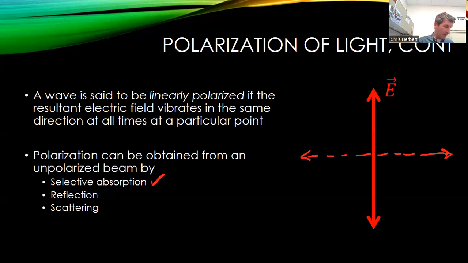I can do it by reflection. Interestingly, when light makes its way onto an interface, a surface, the atoms, the electrons, can't oscillate in and out of the surface. They have to oscillate perpendicular to the surface. So right at the correct angle, what's called Brewster's angle, I can get 100% polarization. So reflected light tends to be polarized.